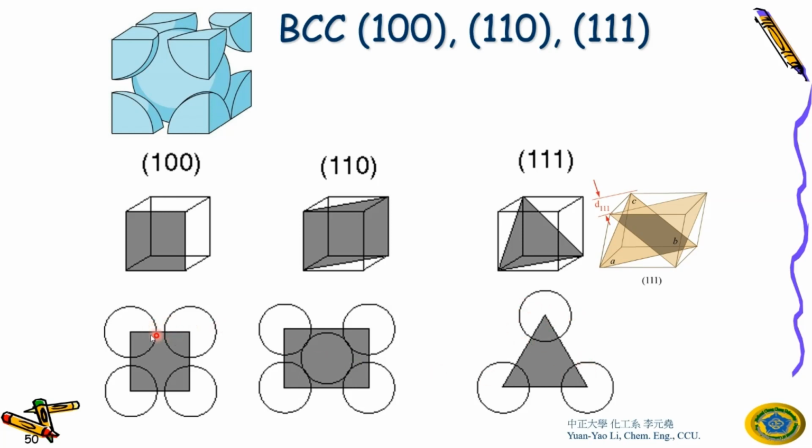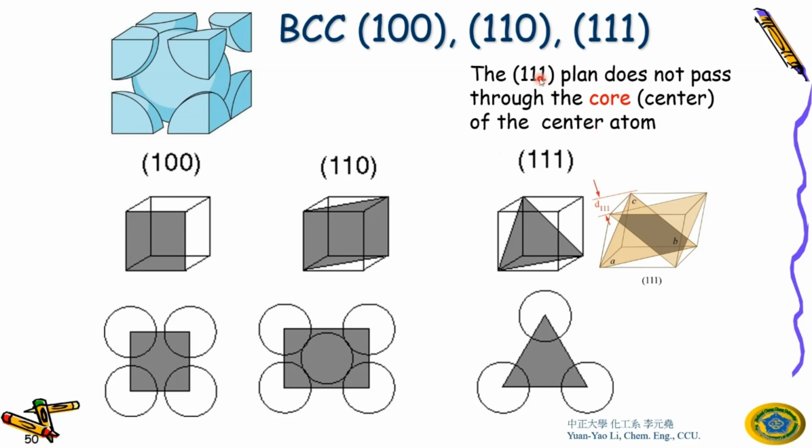For example, this one, right? The center is here. This is the center, so you draw these spheres. In the case of this one, of course, this is in the center. Okay, this is important to know. So the (111) plane does not pass through the center of the center atoms. That's why you don't draw a sphere here. No problem.